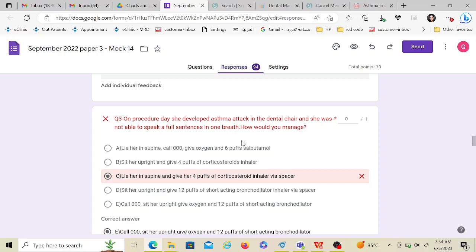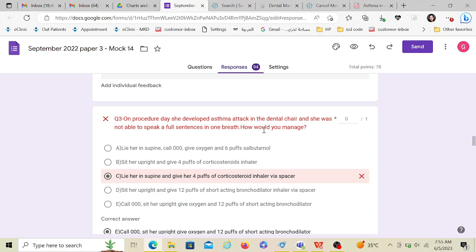Now you see all these options can be the same and I can just change this question. I can say she had a mild attack. In which scenario would my option B be right? I say she had a moderate attack. In which scenario would my option D be right? But when I say she is having a severe attack, then my only option E is correct, because I have to call the ambulance here because it's a severe attack. Understood? So read the question properly.